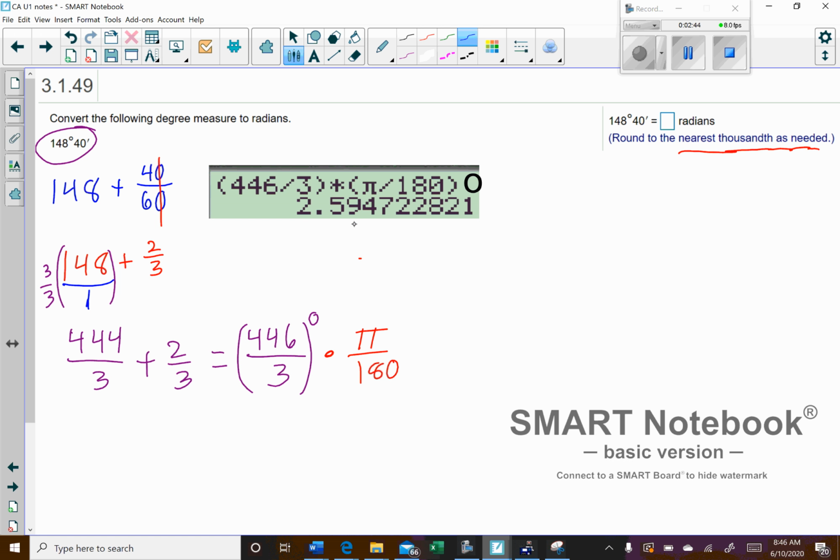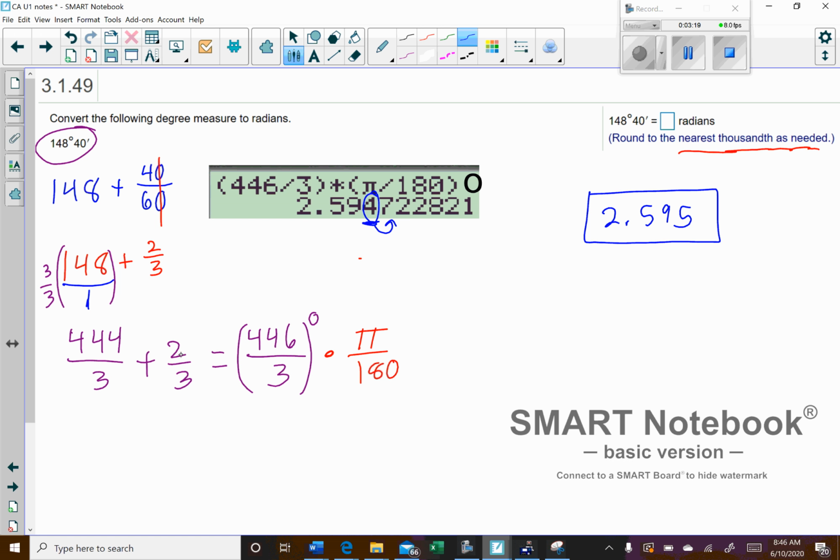So for rounding to the thousandths, we're going to go 3 decimal places. We're going to have to round that 4 actually up to a 5 because the value that comes after it is greater than or equal to 5. So that causes us to round up. So it should be 2.595, and that's how many radians that would be. If that 7 right there were instead like a 3 or a 4, we would not have rounded up. But since it was a 7, we had to go ahead and round up.